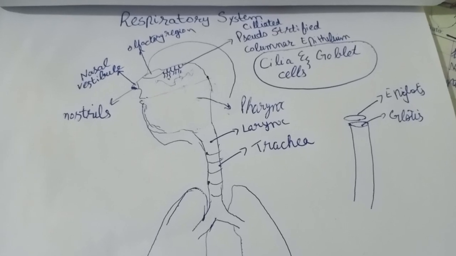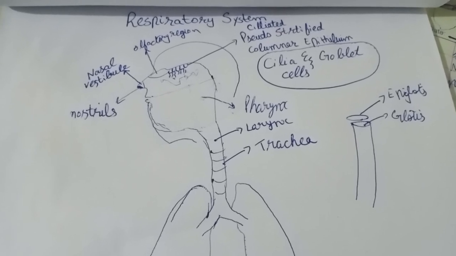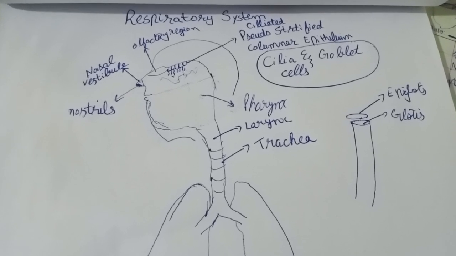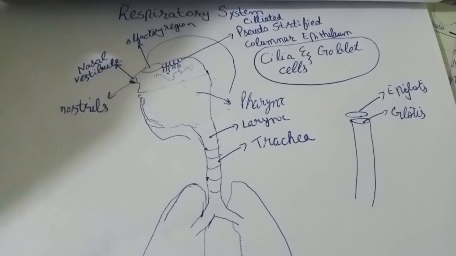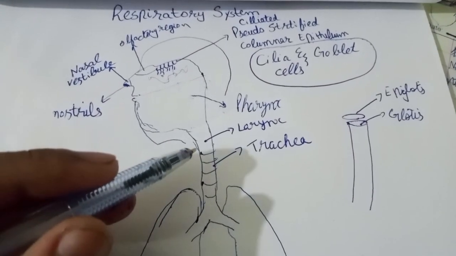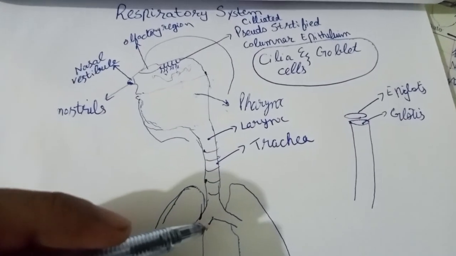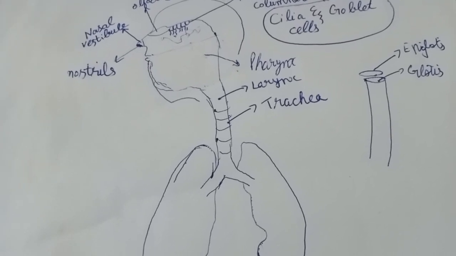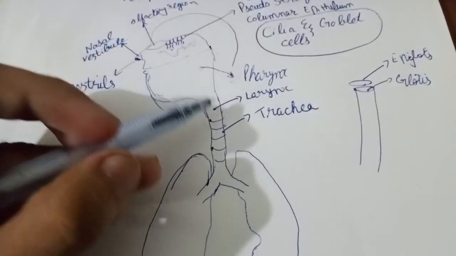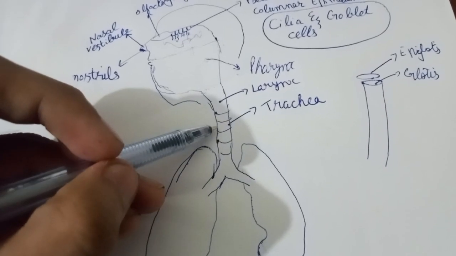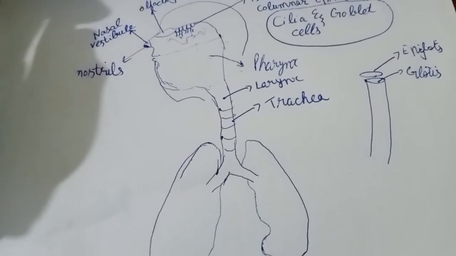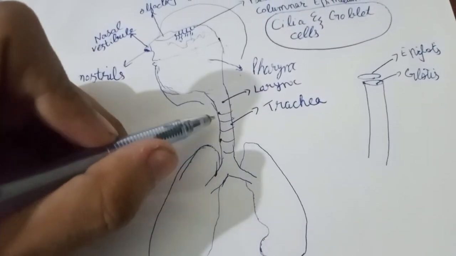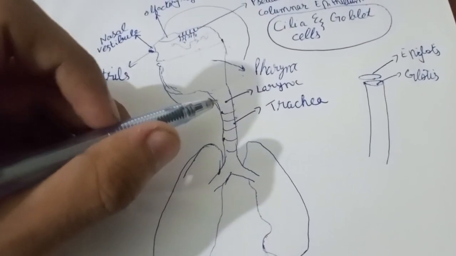Our body is divided into three parts. First is the head, second is the thorax region, and third is the abdomen region. In the middle of the thorax region, the trachea divides into two parts which are called bronchi. The walls of the trachea also consist of ciliated pseudostratified columnar epithelium.